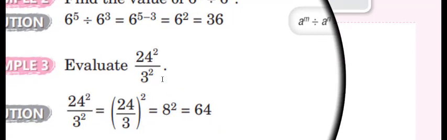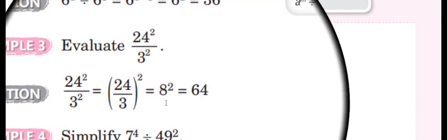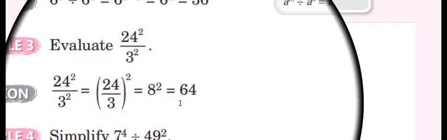Now example number 3, which is evaluate 24 square upon 3 square. Now as you see, here the bases are different, but we have got the same exponents. So what we are going to do, we will combine them this way, 24 upon 3 whole square. Now we'll cancel, since it is inside the bracket, and it comes out to be 8, and the square of 8 comes out to be 64.